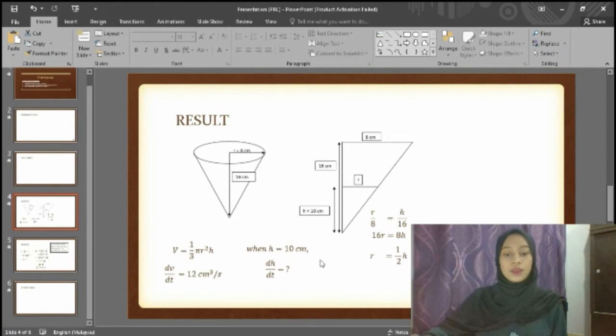We know that V is equal to 1/3 πr²H. Because we don't have the value for r, we are going to use this triangle in order to find the equivalent for r. The two above triangles are similar. Therefore, we can set up an equation of proportionality. R over 8 is equal to H over 16. So we get r is equal to 1/2 H.